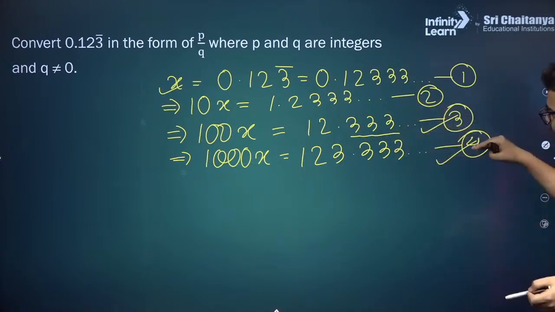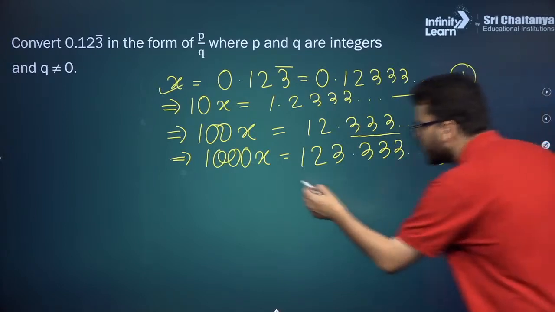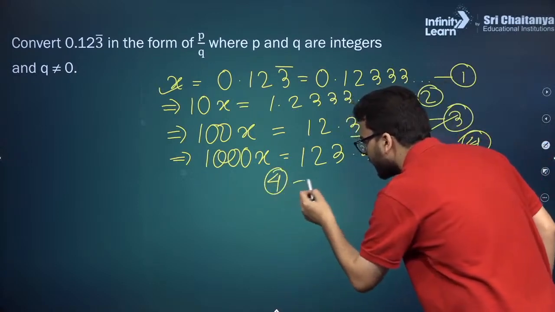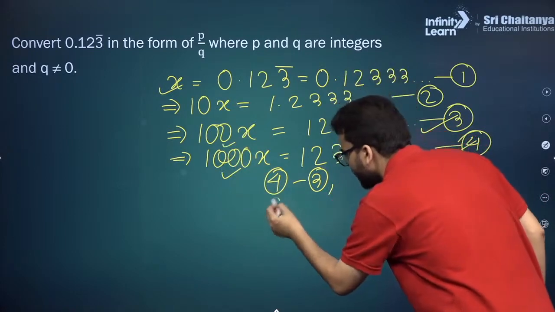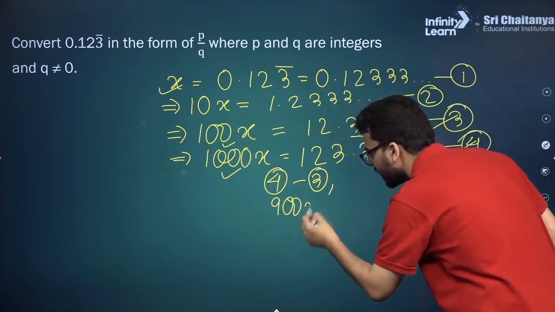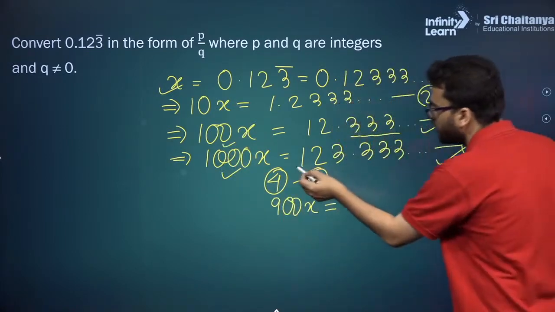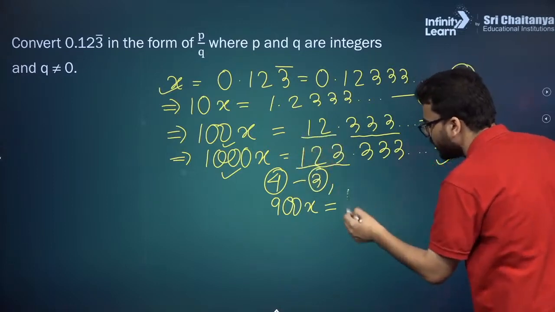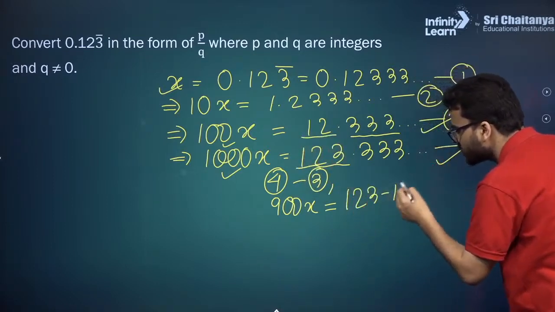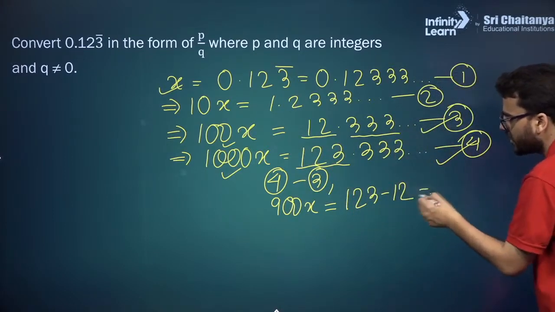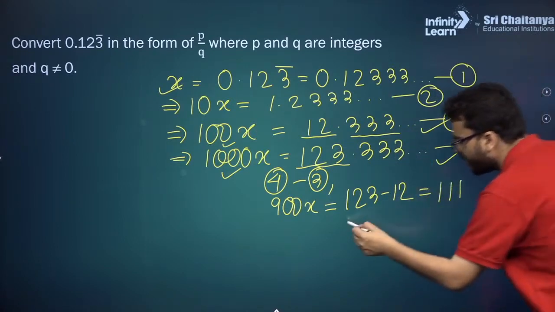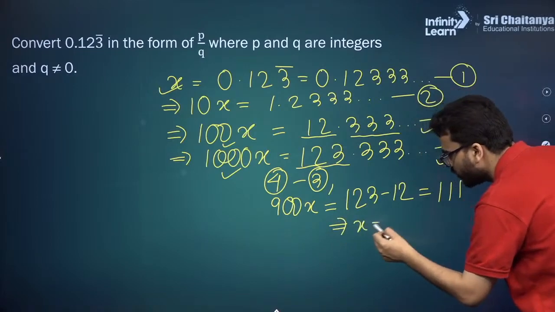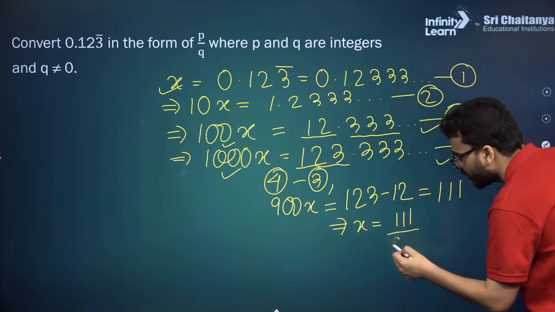So what I can do is subtract the third equation from the fourth equation. Fourth equation minus third equation. That is simple. So 1000x minus 100x is equal to 900x, and that is equal to 123 minus 12. The decimal part will be 0 only. So what is this equal to? 111. So the number is equal to 111 upon 900.